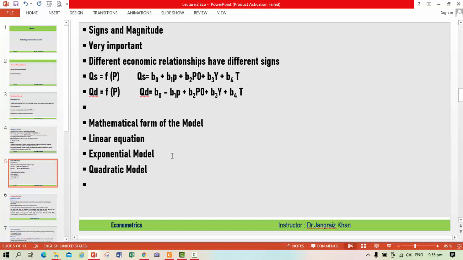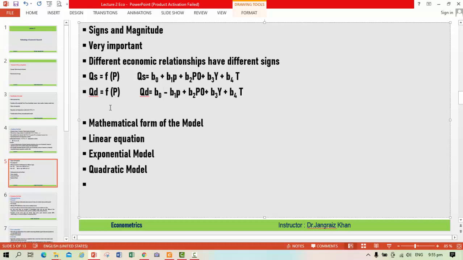Signs and magnitude: you should also know what the expected sign is and what the magnitude is, because the signs play a key role in the determination of your decision. For example, if we are taking the quantity supplied, we know that price and supply are positively related, so the expected sign is positive. While in the case of quantity demanded, we know that price and demand are inversely related, so the expected sign should be negative.